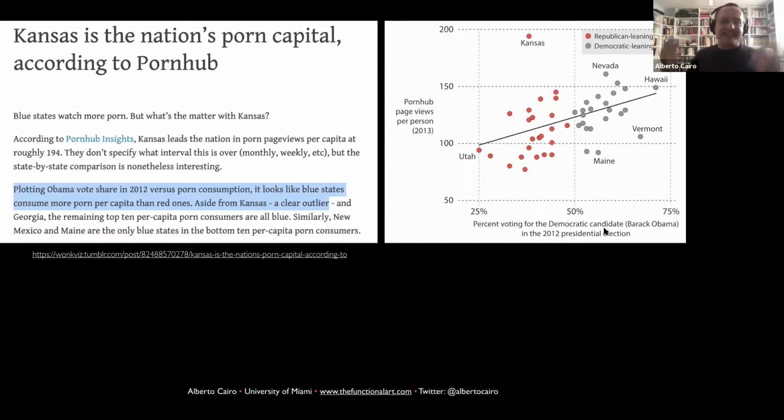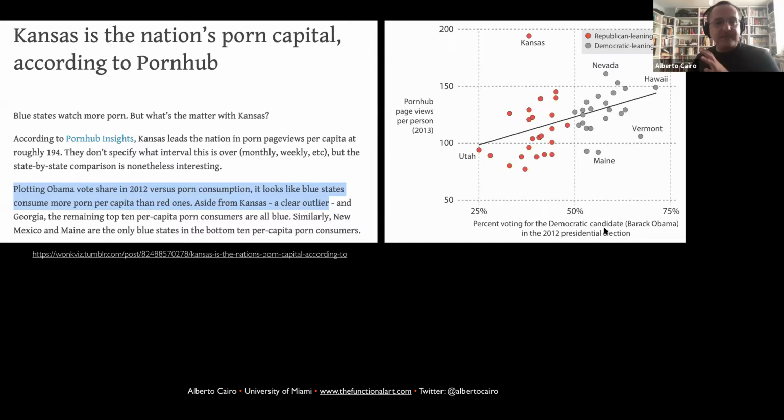So that's fun. That's a great headline. We journalists love headlines. It's like, Kansas, you're so, I don't know what word to use over here, kinky? I don't know. Anyway, so Kansas, why are you consuming so much porn? Well, Chris discovered later on, and he issued a correction. And let me make an aside.